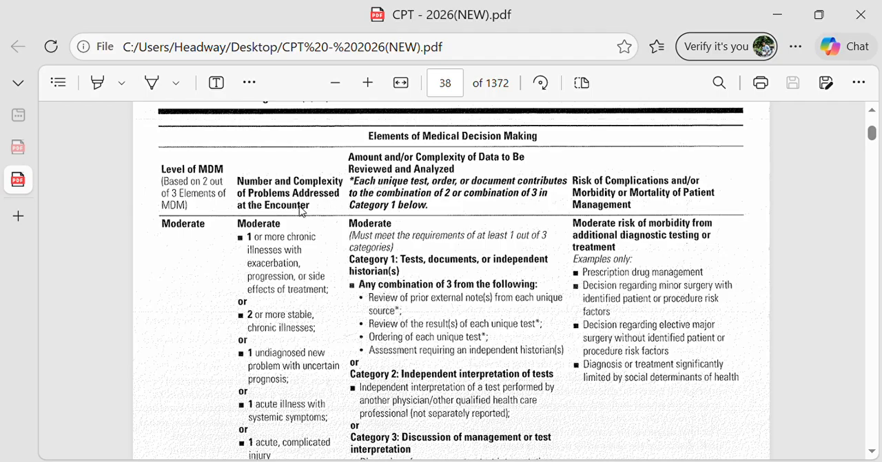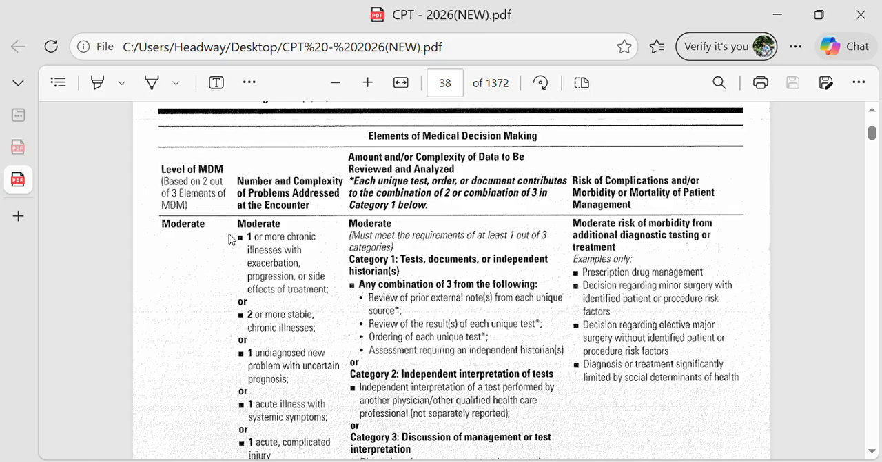The name itself says problems addressed. So the problems of the patient are there in the first element. That is called the COPA, number and complexity of problems addressed. Without knowing this medical decision making, you don't have good clarity on the coding of this E&M. Okay, so in this COPA what is there?